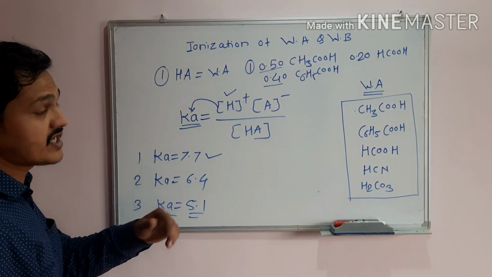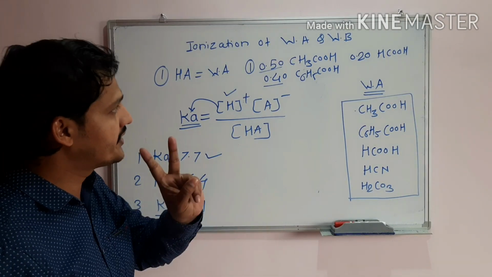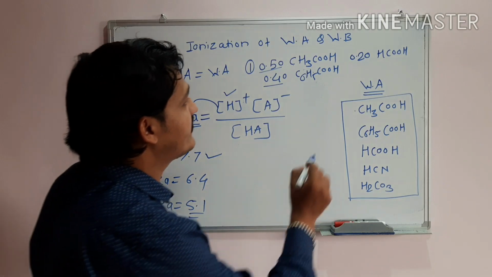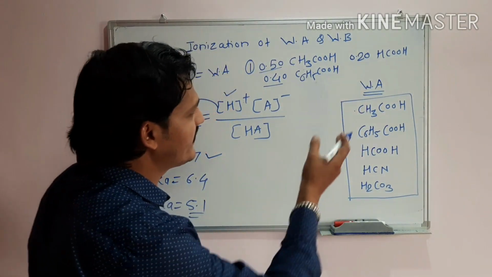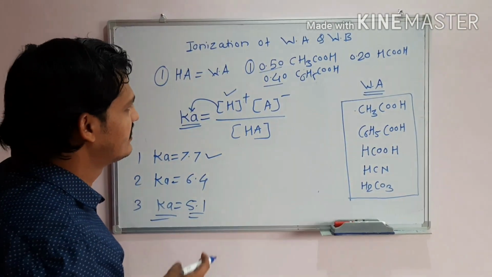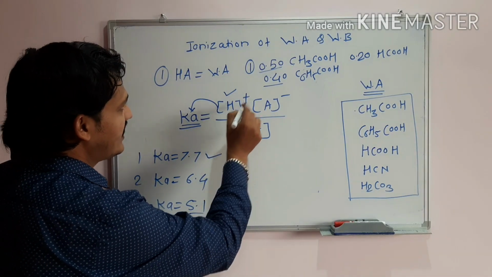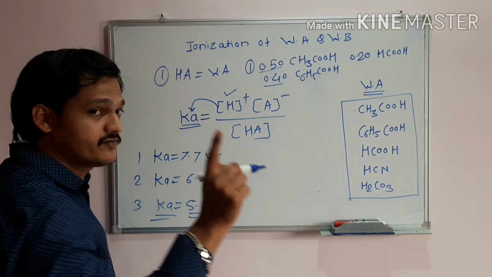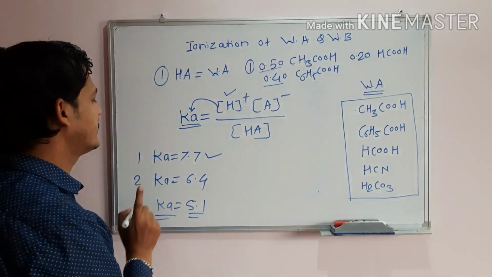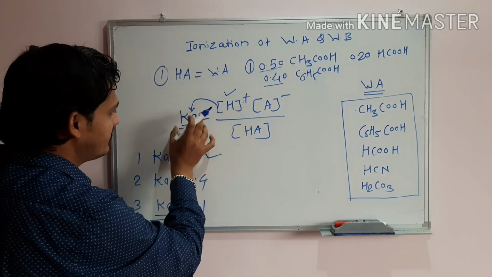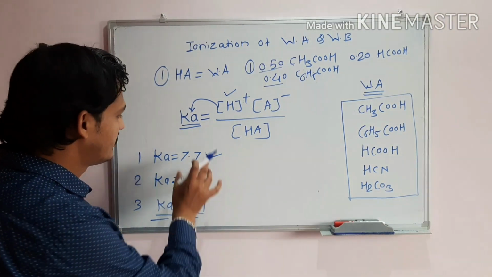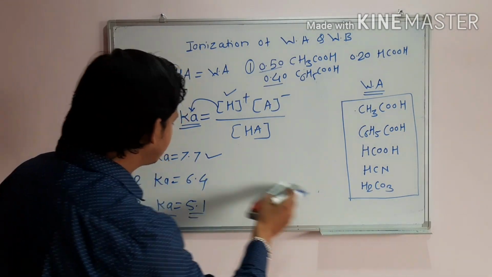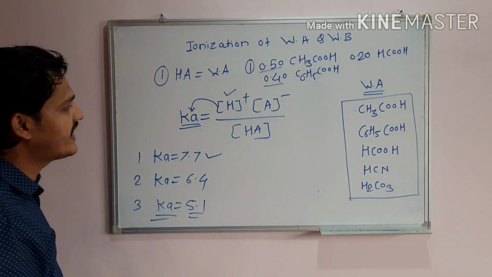Because beaker number 1 has 50% dissociation, beaker number 2 has 40% dissociation, and beaker number 3 has 20%. 0.20 means 20% dissociation. So the number of H plus ions is greater in one beaker, and the greater the number of H plus ions, the greater the value of Ka. Remember this. The greater the number of H plus ions, the greater the value of Ka. That is why I wrote random numbers for Ka. So in this given data we have to understand it easily.